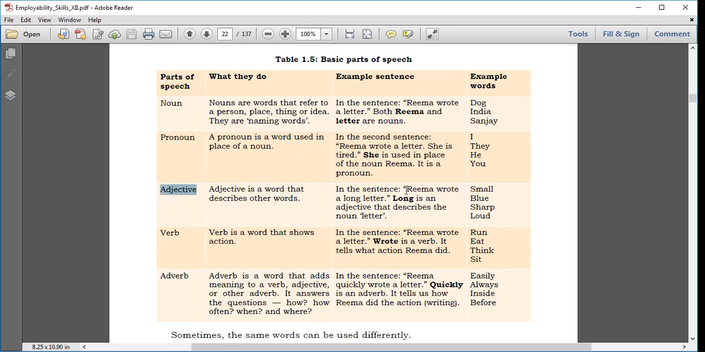Right? Let's say she has written a long letter. What kind of letter is it? It is long. Long is an adjective over here. Verbs are action words which show certain actions, right? Rima wrote a letter. The word wrote is the verb here.